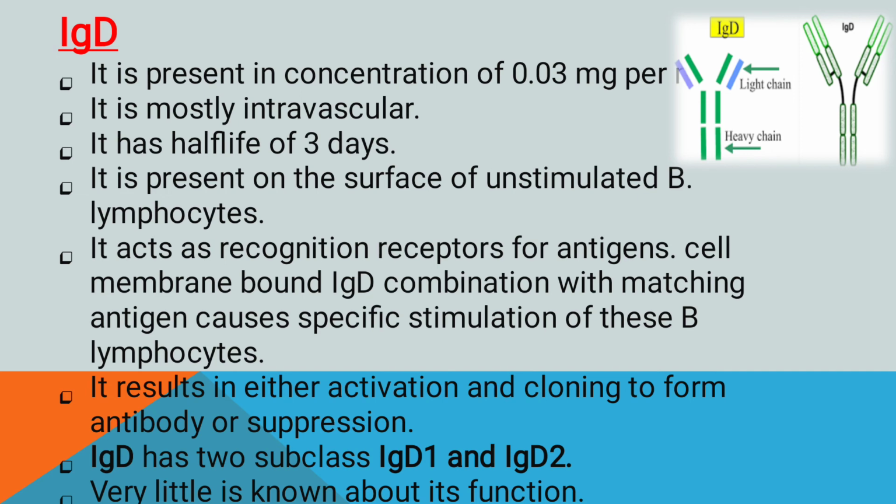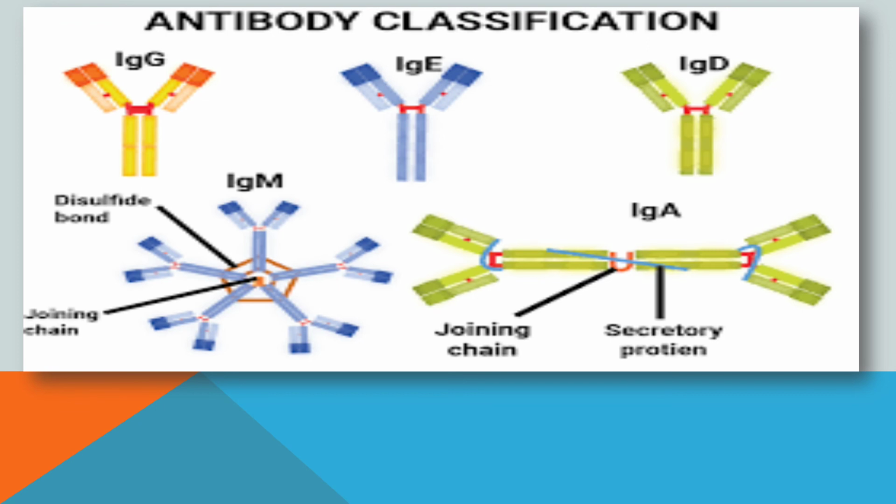There are two subclasses of IgD, that is IgD1 and IgD2. Coming to the figure in the extreme corner, it also resembles IgG and IgE structurally, and very little is known about the function of IgD immunoglobulin. As you can see here, IgG, IgE, IgD are monomers and structurally similar, whereas IgM is a pentamer and IgA is a dimer.